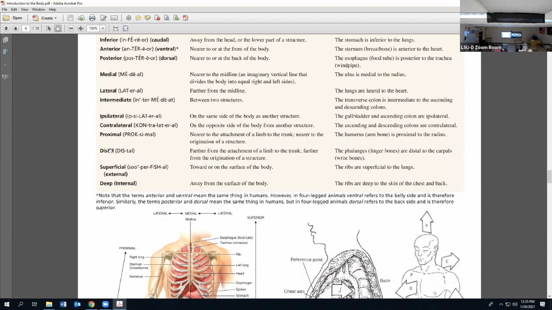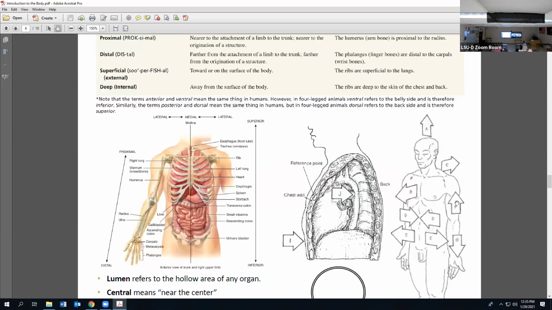So earlier we said shoulder is superior to your elbow. If we replaced superior, would we use proximal or distal? Shoulder is proximal to the elbow. So letter F will be proximal, letter G will be distal. And then superficial, also known as external, deep, also known as internal, are letter J and I. Probably pretty common sense, those terms are.